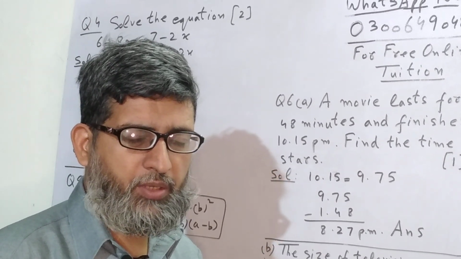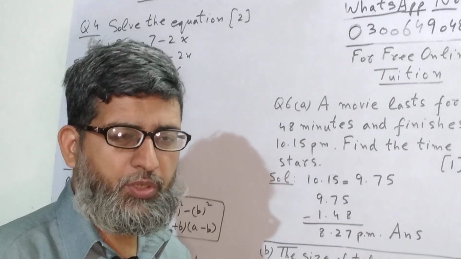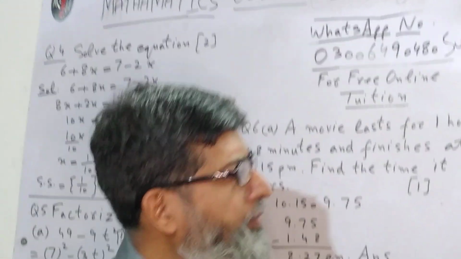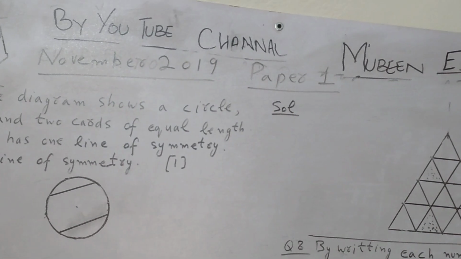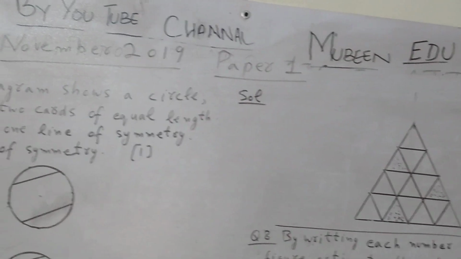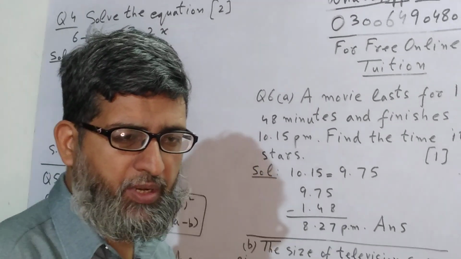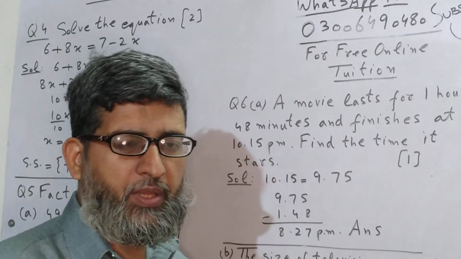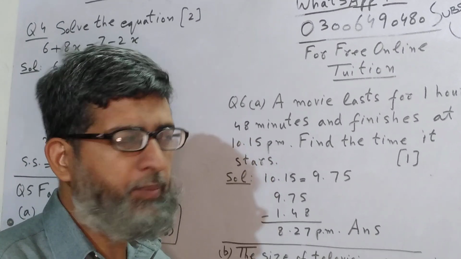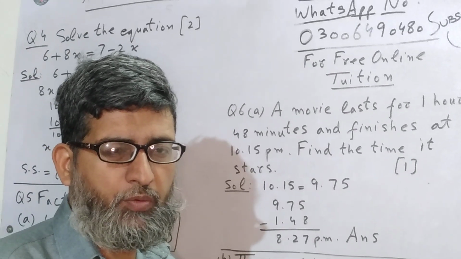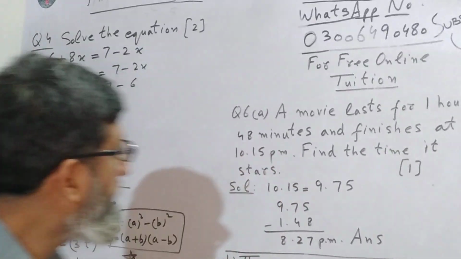It is our second lecture. In the first lecture, we did three questions of the November intake 2019 Paper 1 of mathematics for O level and IGCSE. This is a video for O level and IGCSE maths. Now we are starting again from question number 4. So we move to question number 4 here.